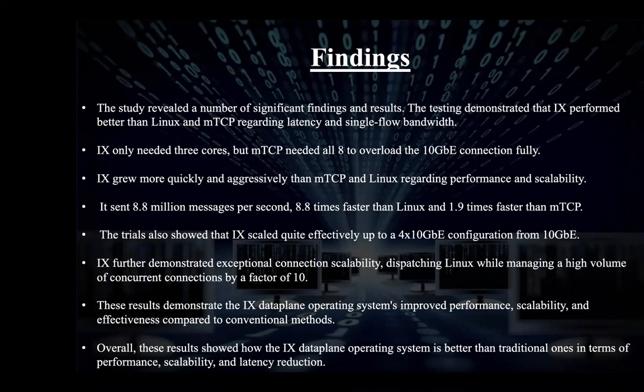The data plane operating system scaled more quickly and aggressively compared to MTCP and Linux regarding performance and scalability, as it sent 8.8 million messages per second, which is 8.8 times faster than Linux and 1.9 times faster than MTCP respectively. These trials also showed that data plane operating systems scaled quite effectively up to a 4x 10 GbE configuration from 10 GbE.